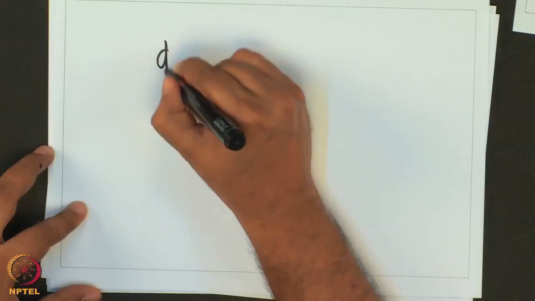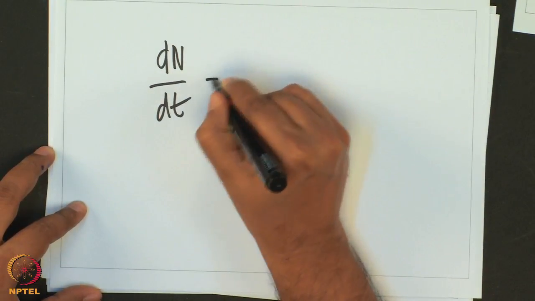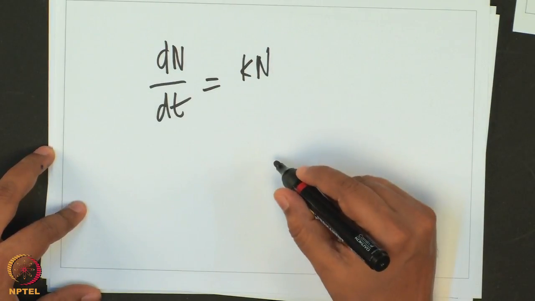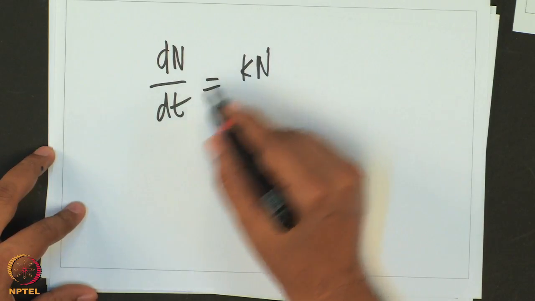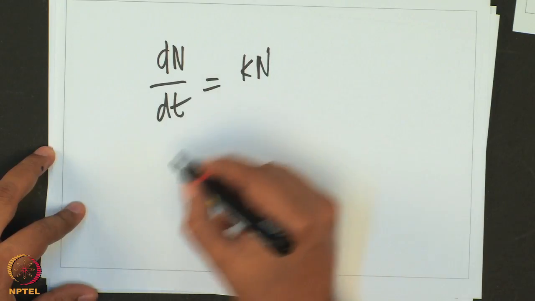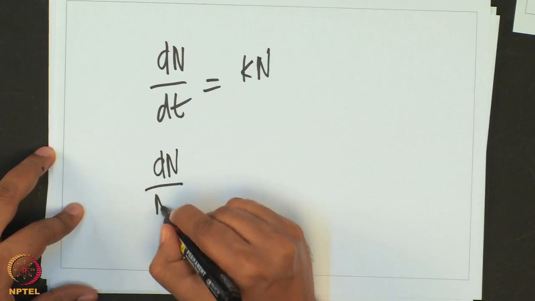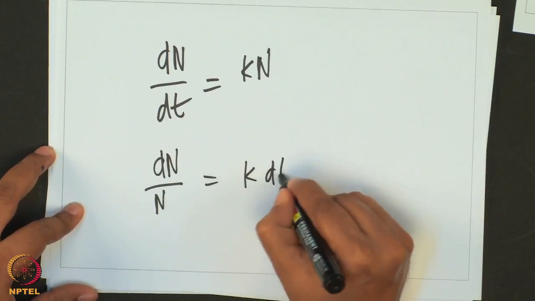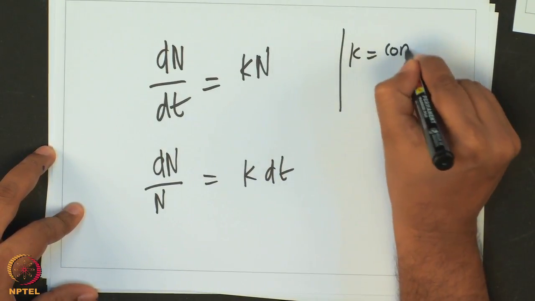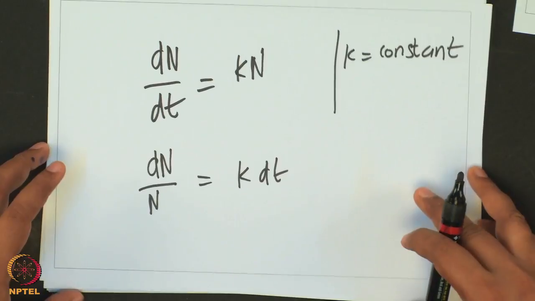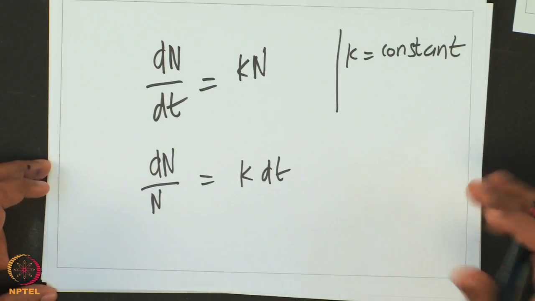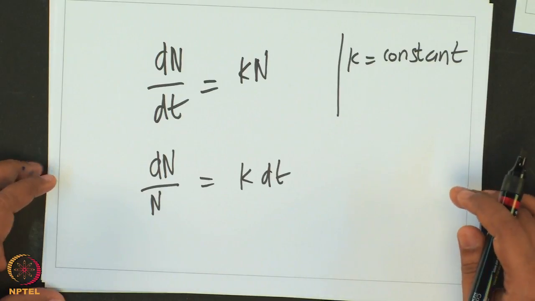So let us take this. What we have is dN/dt is kN. I can take N to one side, and if I do that, I would have dN/N is k dt, where k is a constant. It's a proportionality constant we put in. It could be some number, and this number of course is related to the rate of growth in some way, and we will see how it actually depends.